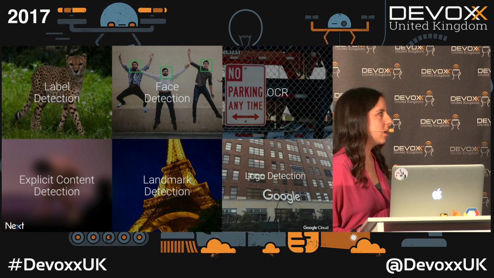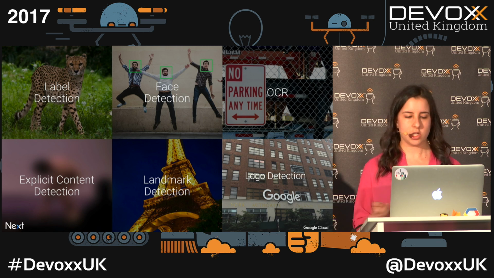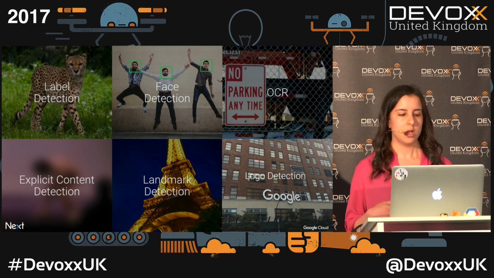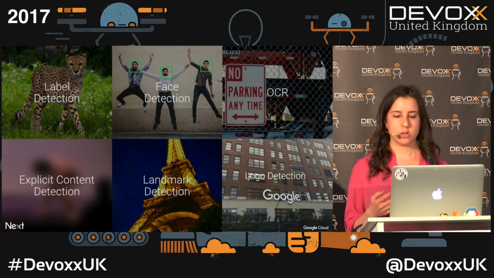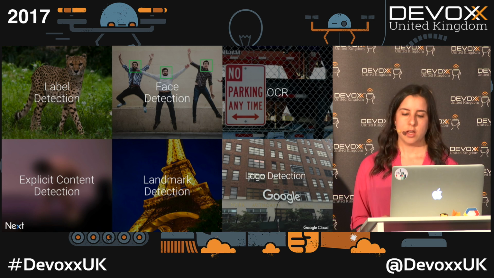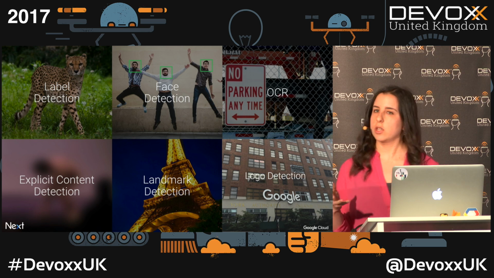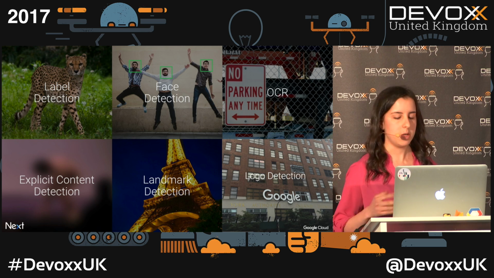Explicit content detection, pretty self-explanatory. I already touched on that before, but it'll tell you, is this image appropriate or not? Landmark detection can identify common landmarks in a photo along with the latitude and longitude coordinates. And then logo detection will tell you, is there a common company logo in this image?